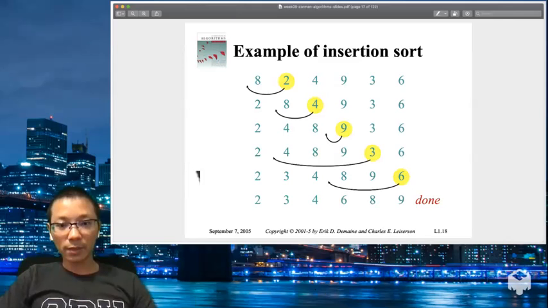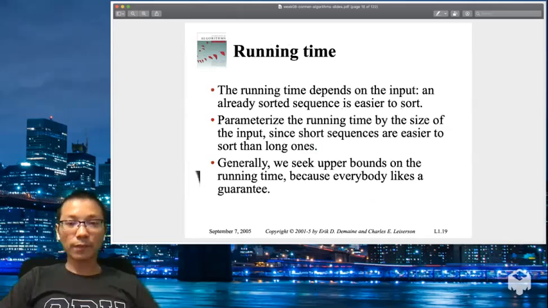So this is the insertion sort. Now let's analyze the running time. We realize that there are two loops inside: there's an outer loop and an inner loop. The outer loop runs a certain number of times, actually n minus 1, from 2 to n. And the inner loop depends on which element we're inserting. There's a certain number of iterations, but it's not always n times.